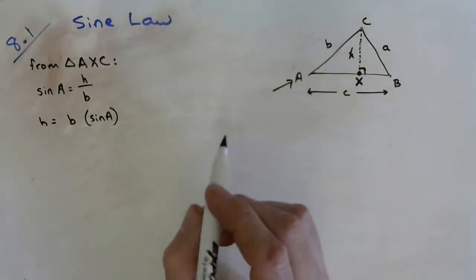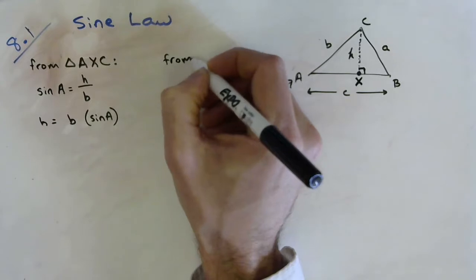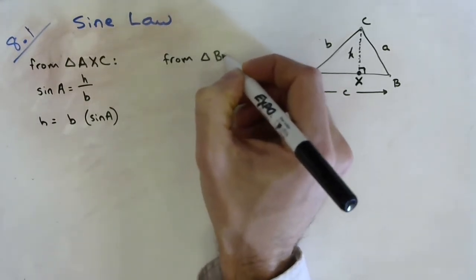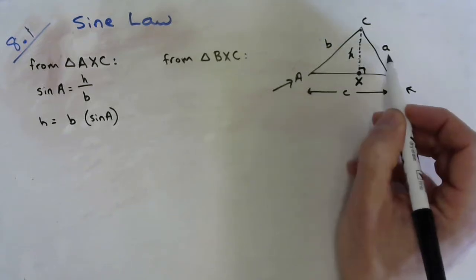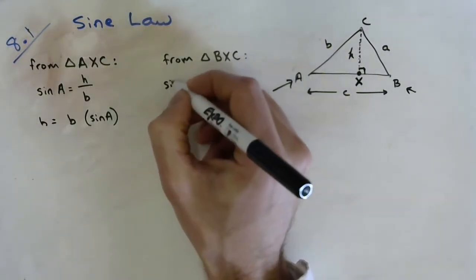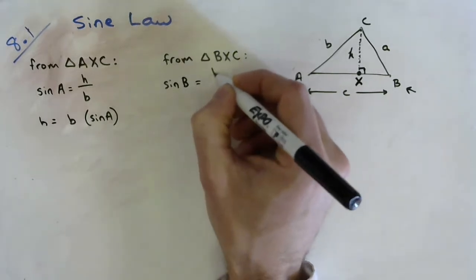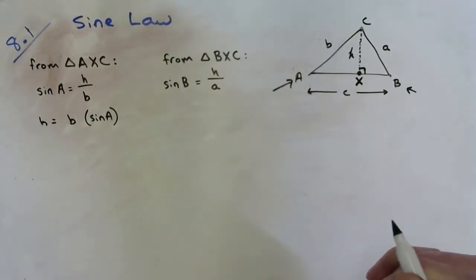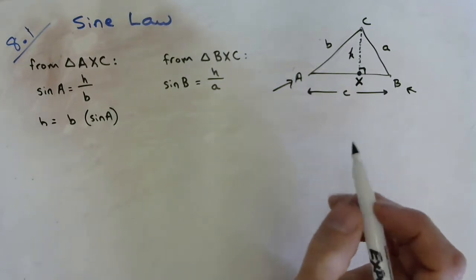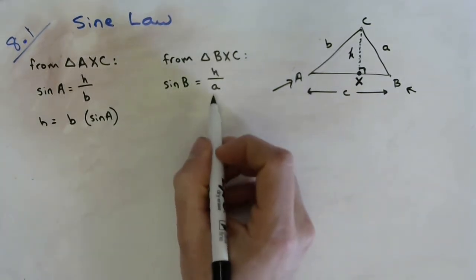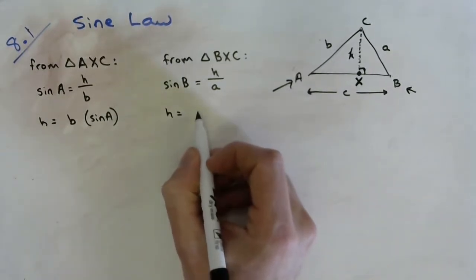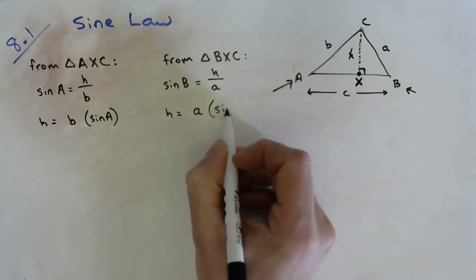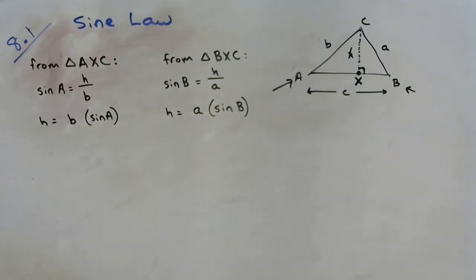All right, that's helpful. Let's go over to triangle BXC, and we're going to do the same thing. We're going to look from angle B here, and we have opposite is h, hypotenuse is a. So our sine ratio becomes the sine of B equals h over a, opposite over hypotenuse. Rearrange that in terms of h: we multiply both sides by a. I end up with h equals a times the sine of B. We're all good so far?